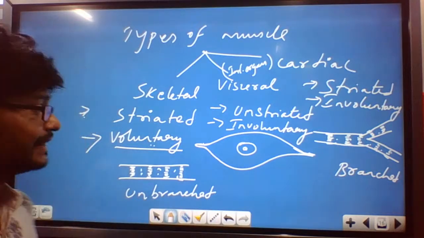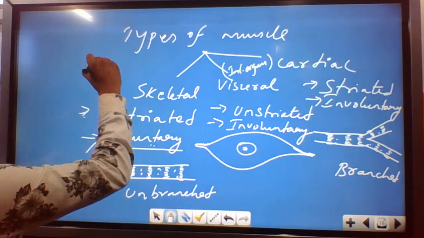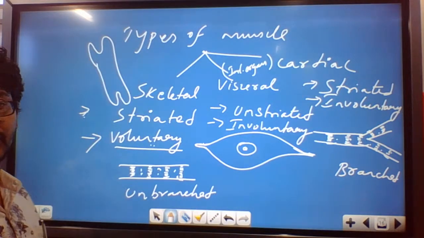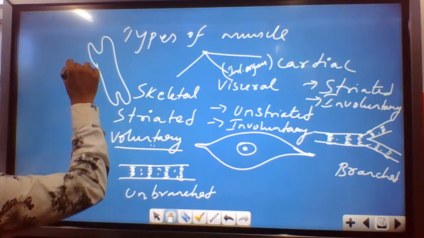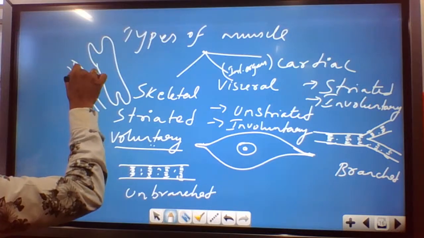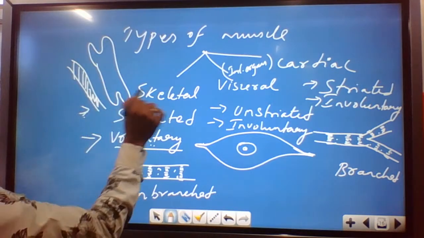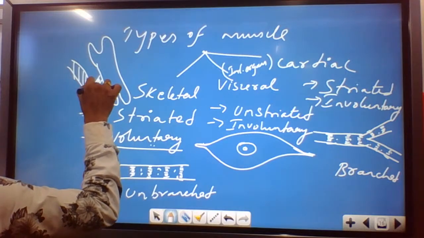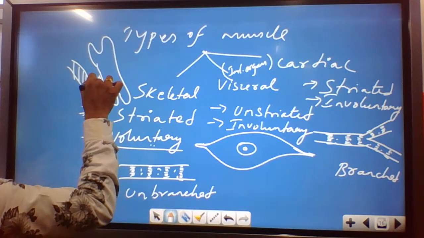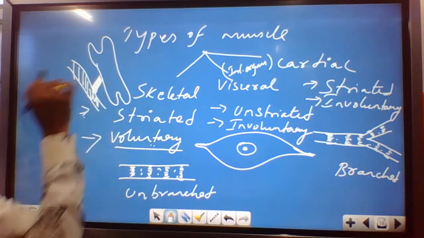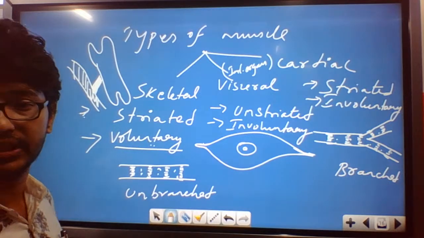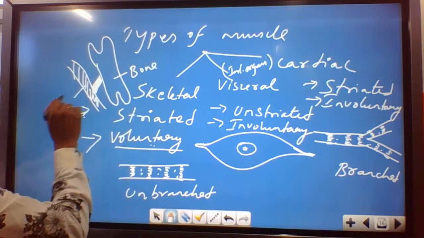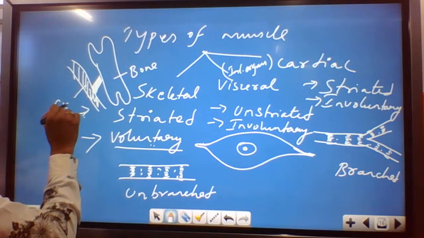Now we discuss the skeletal muscles in detail. If you draw the structure, this is the bone, and this is the muscle I'm talking about, the skeletal muscle. What is the connective structure that connects your bone and your muscle? Can someone tell me what we call this connective structure? This is your bone, and this is your skeletal muscle.